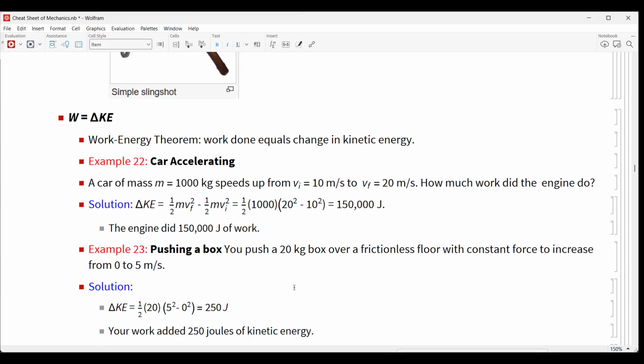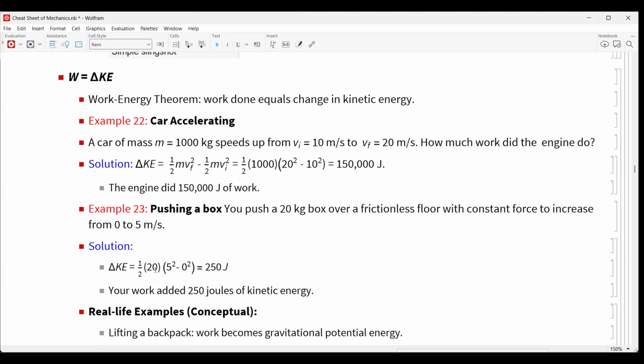So pushing a box: you push a 20 kilogram box over a frictionless floor with a constant force to increase its speed from 0 to 5 meters per second. So the change in kinetic energy is 250. So your work added 250 joules of kinetic energy.